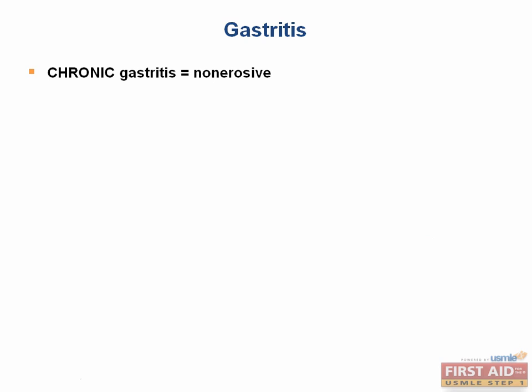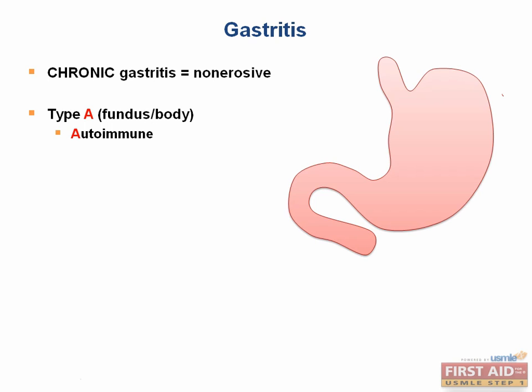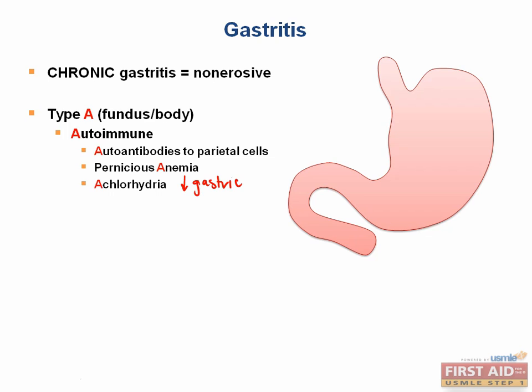Next, let's mention the more usual chronic gastritis. Type A occurs in the fundus and/or body of the stomach. Type A happens to be caused by a number of conditions that start with A: autoantibodies to parietal cells, pernicious anemia, and achlorhydria. Remember, achlorhydria is low production of gastric acid.